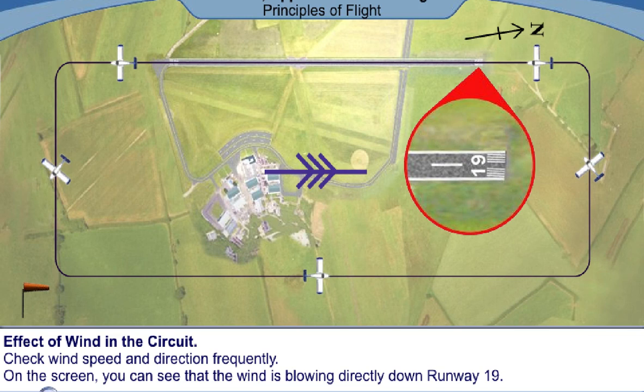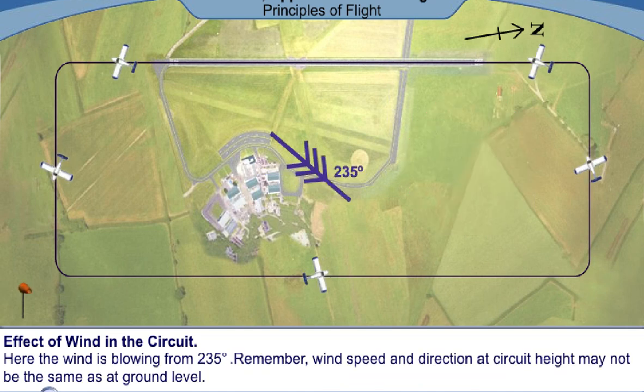In this example on the screen, the wind is blowing directly down runway 19. If you don't check the wind when rejoining, you'll have a poor chance of making a good circuit and approach. On screen now you see a wind blowing roughly from 235 degrees.